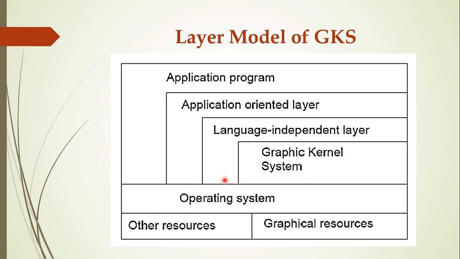Again, the next layer is the GKS, the graphic kernel system. As I already said, in this layer, if you enter a letter A using your keyboard in your PC, that letter A will be converted into some specific code. This code is dependent upon the language which is utilized by the operating system. So I would like to explain these three layers in a combined manner: the GKS language independent layer, the application oriented layer, and the application program.